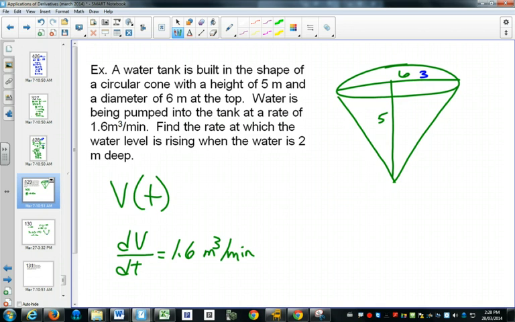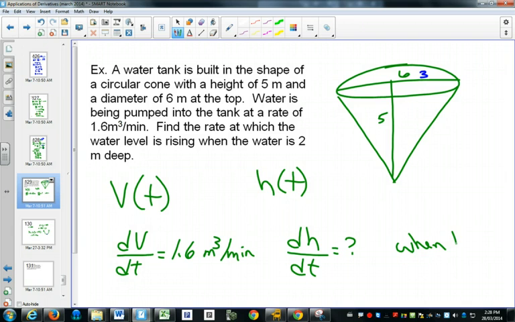So we are trying to find the change in height over change in time. That means height also has to be a function of time when it's 2 meters deep. So we're trying to find this when the height equals 2 meters.